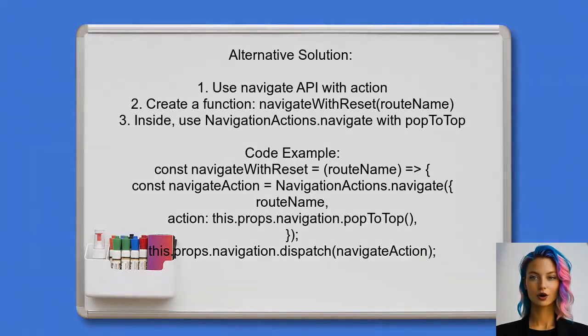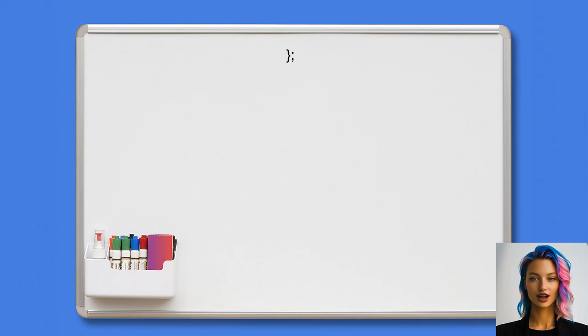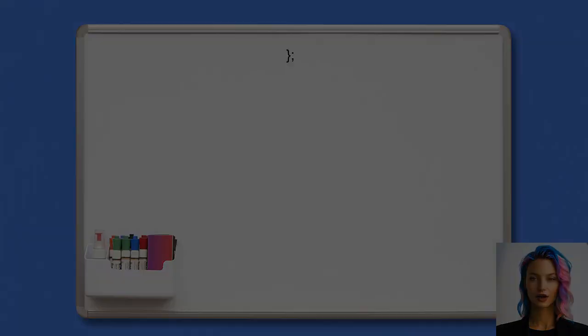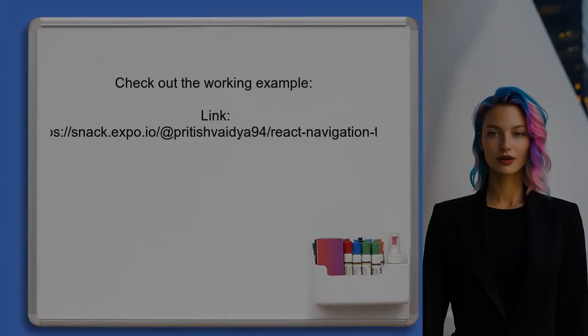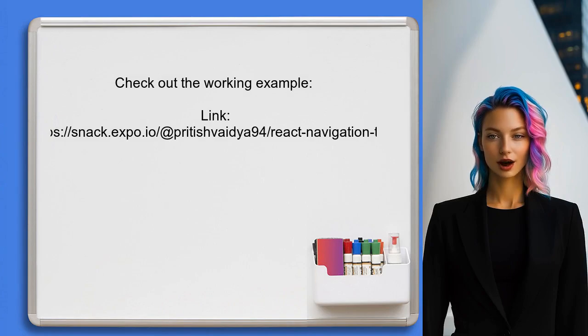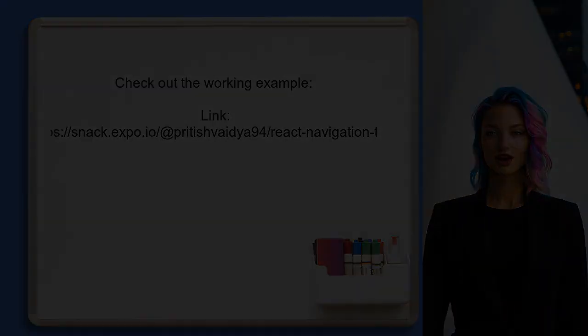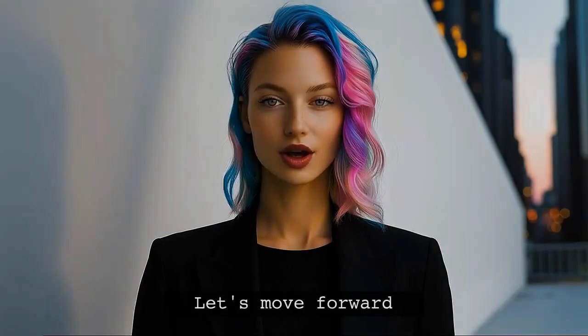An alternative solution provided by another user suggests using the Navigate API with an action to reset the stack without additional navigation calls. They propose a function called Navigate with Reset that takes a route name as an argument. For more details, a working example can be found at the provided snack link. Let's move forward and look at another answer.